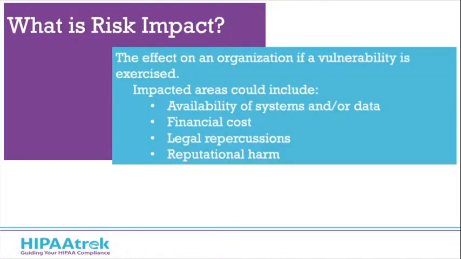And the impact. This is probably the most important thing to your organization, because this is what will happen to my hospital or clinic or my organization if a vulnerability is able to be exercised. So we look at 4 main areas when we are looking at risk impact. The number 1 is availability of our systems or data. If it's a ransomware attack and it affects our entire operating systems, then how will that impact us?